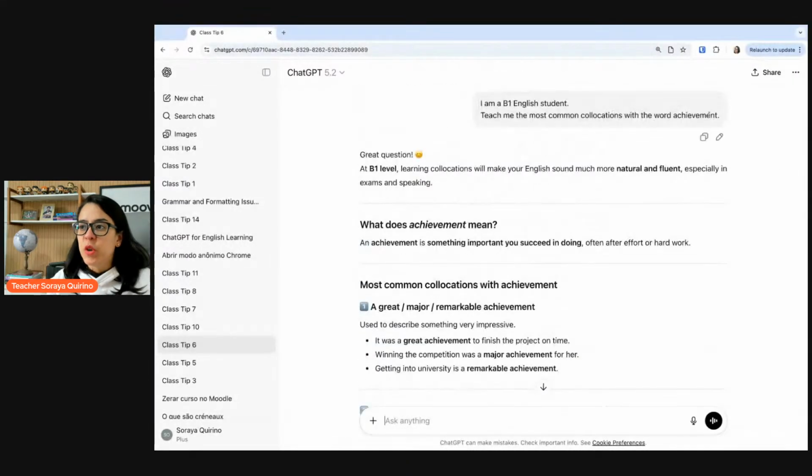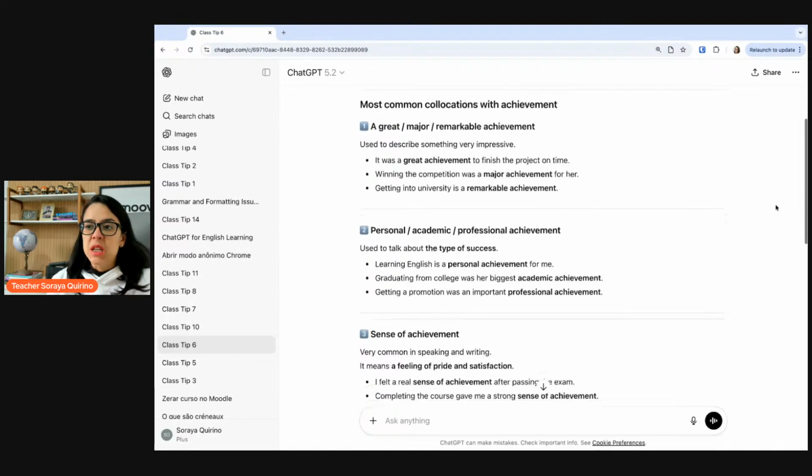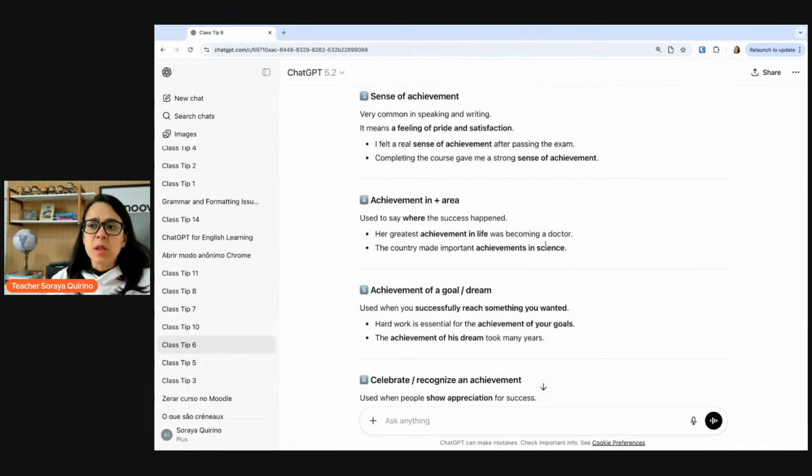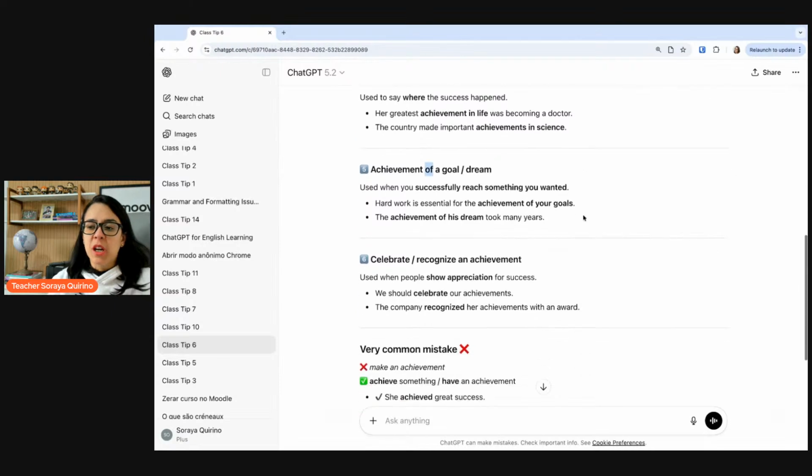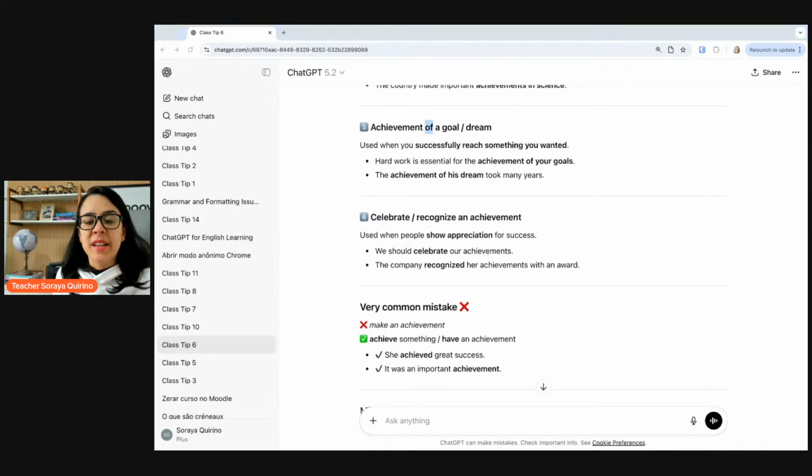Okay, so I'm going to show you what happened here when I asked ChatGPT to come up with collocations with the word achievement. You can pick a topic, but you can also pick a word. Like, I would like to see collocations with health, for example. And ChatGPT will do that for you. So you see a great achievement, a major achievement, a remarkable achievement, a sense of achievement. So it's teaching you prepositions: achievement in, achievement of, to celebrate, to recognize an achievement.